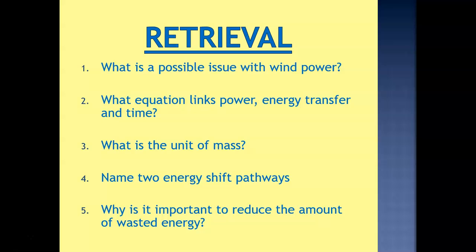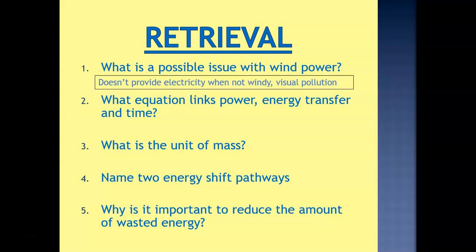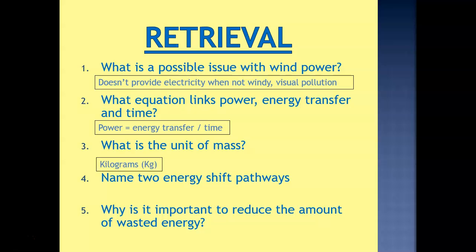Okay, question 1. Possible issue with wind power would be that it doesn't provide electricity when it's not windy, and it also gives visual pollution. It doesn't look nice when people are looking out at it. What equation links power, energy transfer and time? That would be power is energy divided by time. What's the unit of mass? Mass is measured in kilograms.